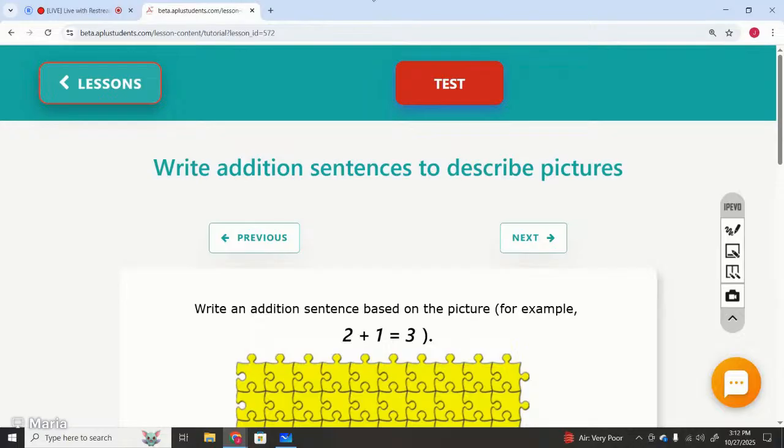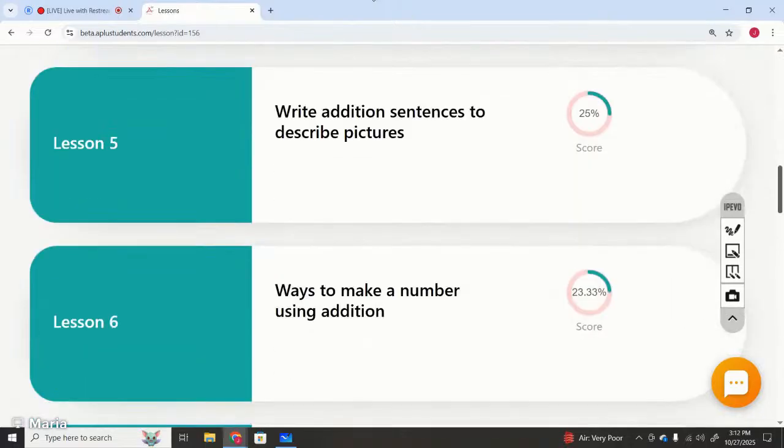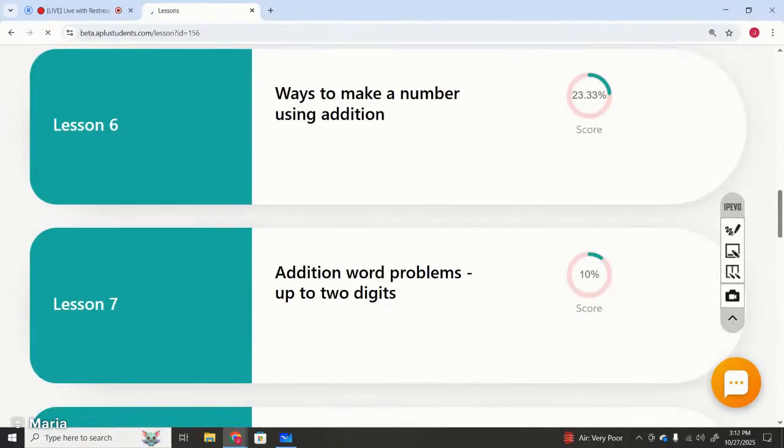Okay, we are done with the lesson. Let's just move on to the next lesson. That is ways to make a number using addition.